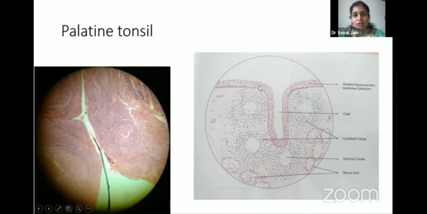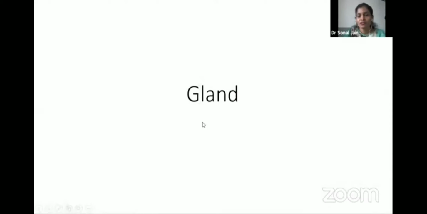This epithelium is not present in the thymus, spleen, or even the lymph node. Sometimes this tonsil can also show mucus glands. These mucus glands we can see. So, okay, moving on, next is our gland.